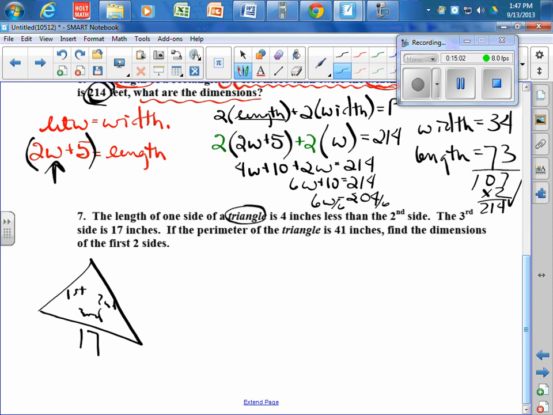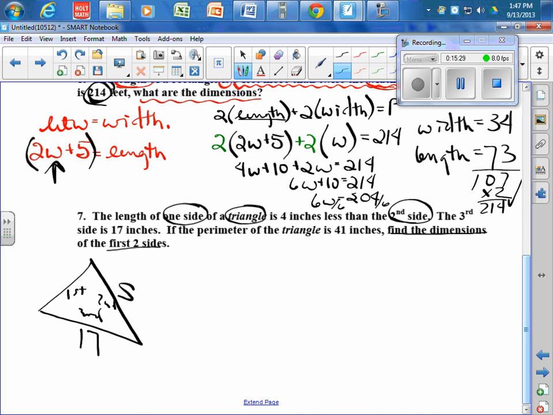And look at what it says. It says to find the dimensions of the first two sides. So there are the things that we're looking for. We're looking for the length of one side and the length of the second side. Which one's mentioned second? Yes, the second side. So let's call the second side, I don't know, let's call it S, since we're talking about the word second, starts with an S. So let's call the second side S.